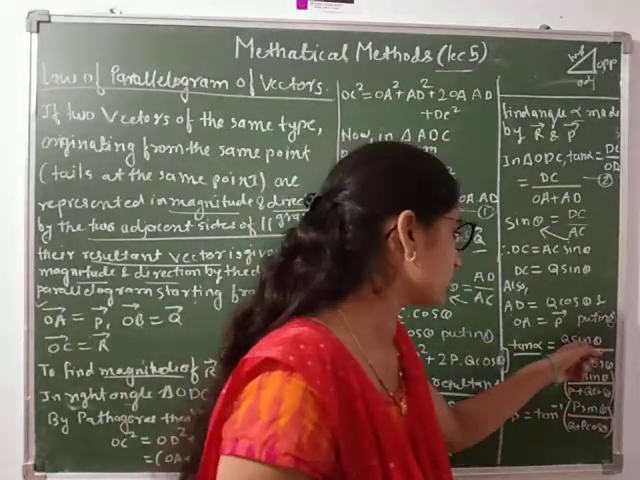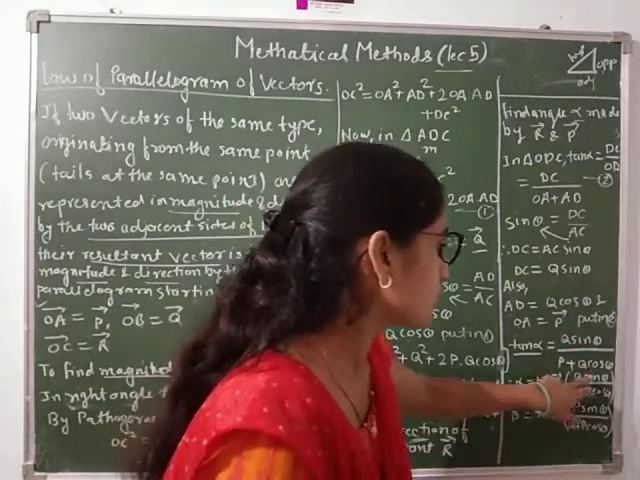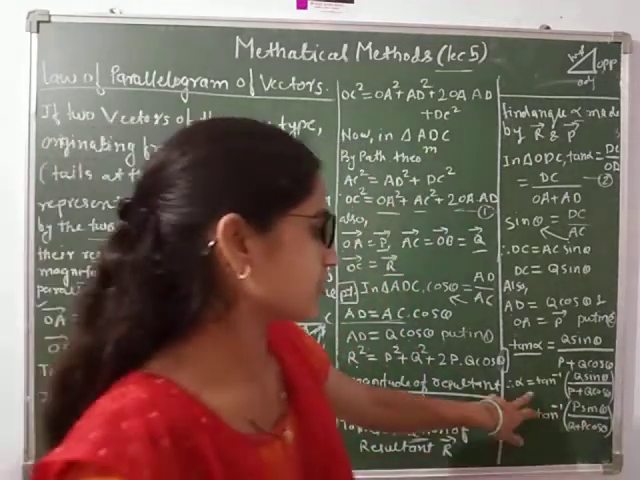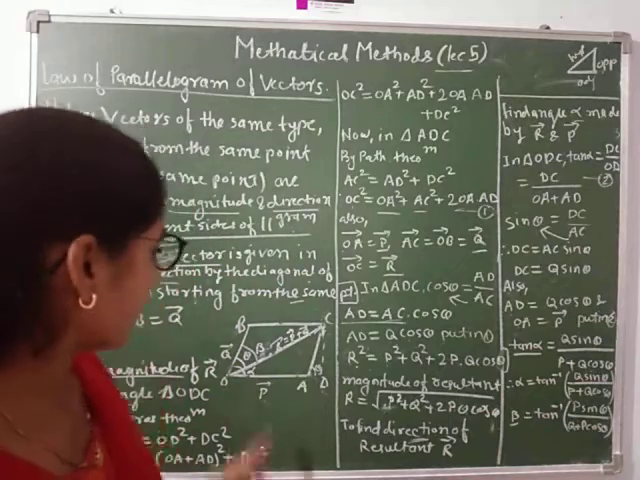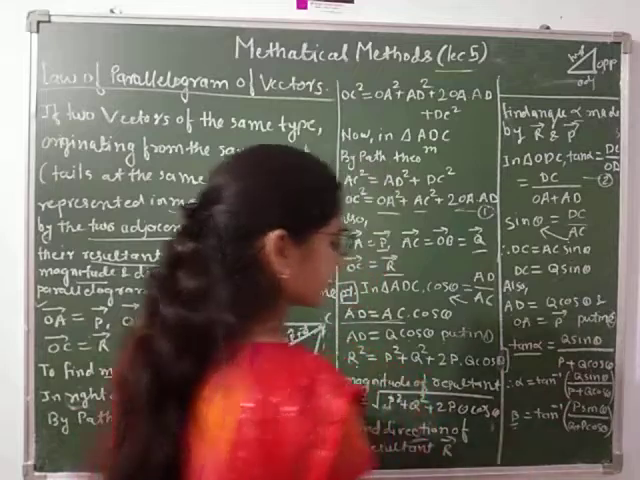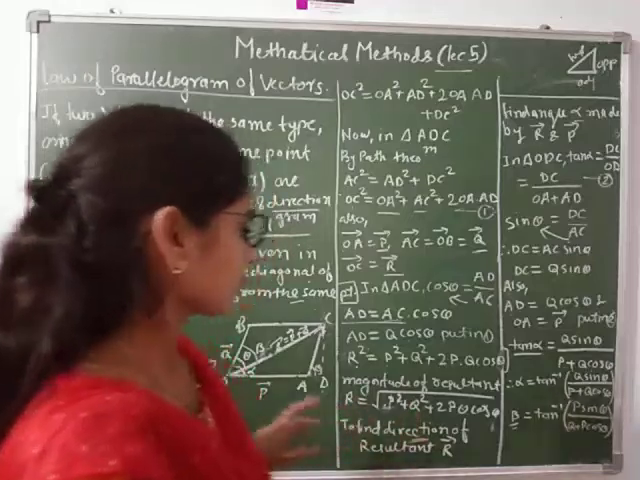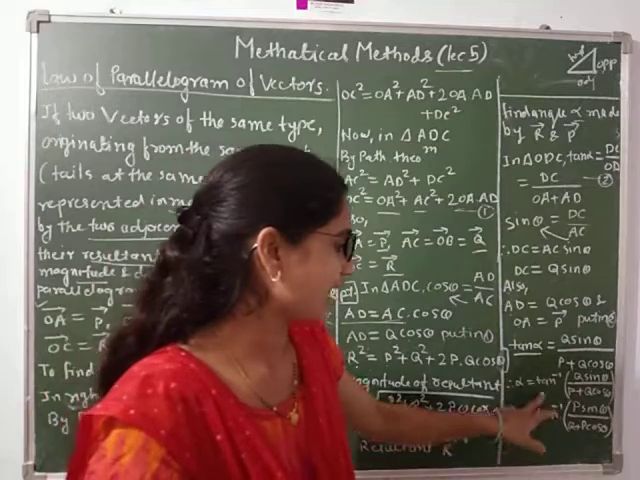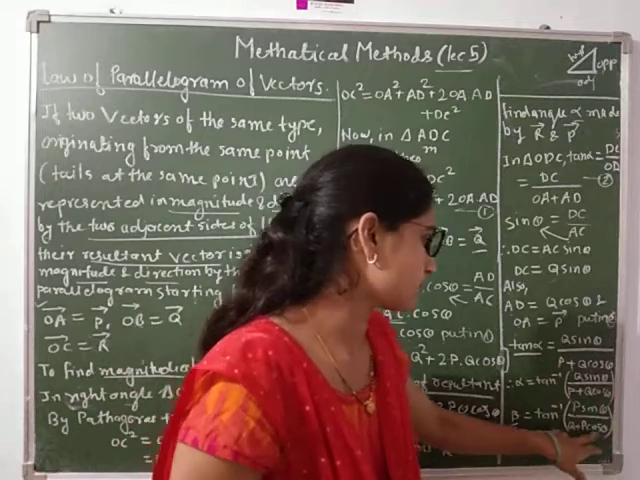So tan alpha is equal to Q sin theta upon P plus Q cos theta, and alpha is equal to tan inverse of Q sin theta upon P plus Q cos theta, and this is the direction of the resultant vector R. We can also find the angle beta which is made by the resultant vector R and vector Q, by the same procedure, which is given by beta equal to tan inverse of P sin theta upon Q plus P cos theta.